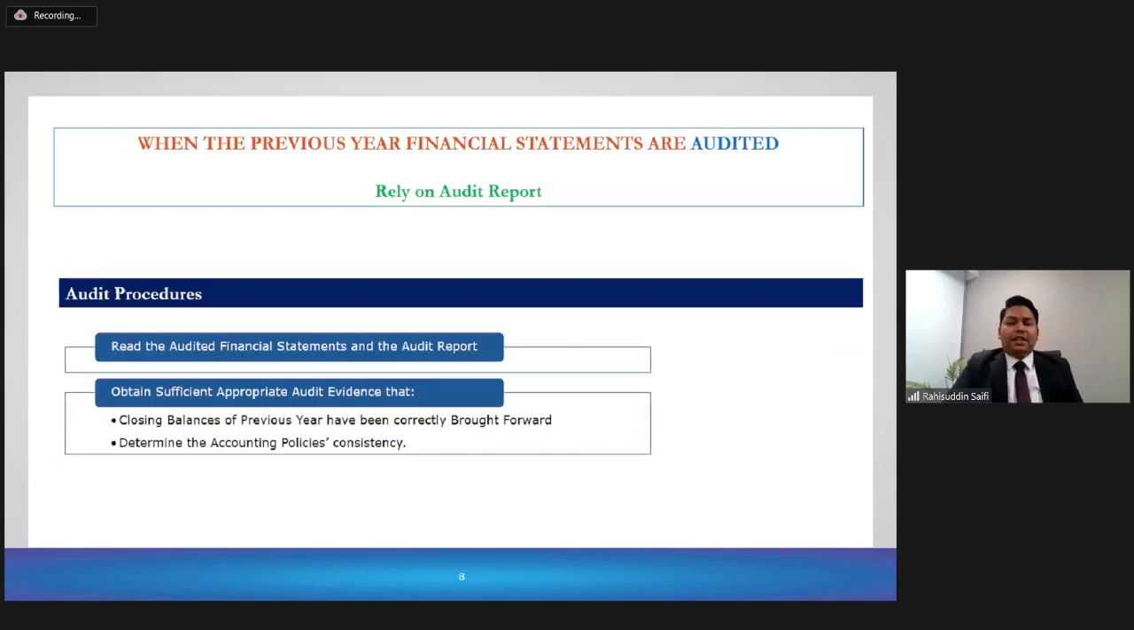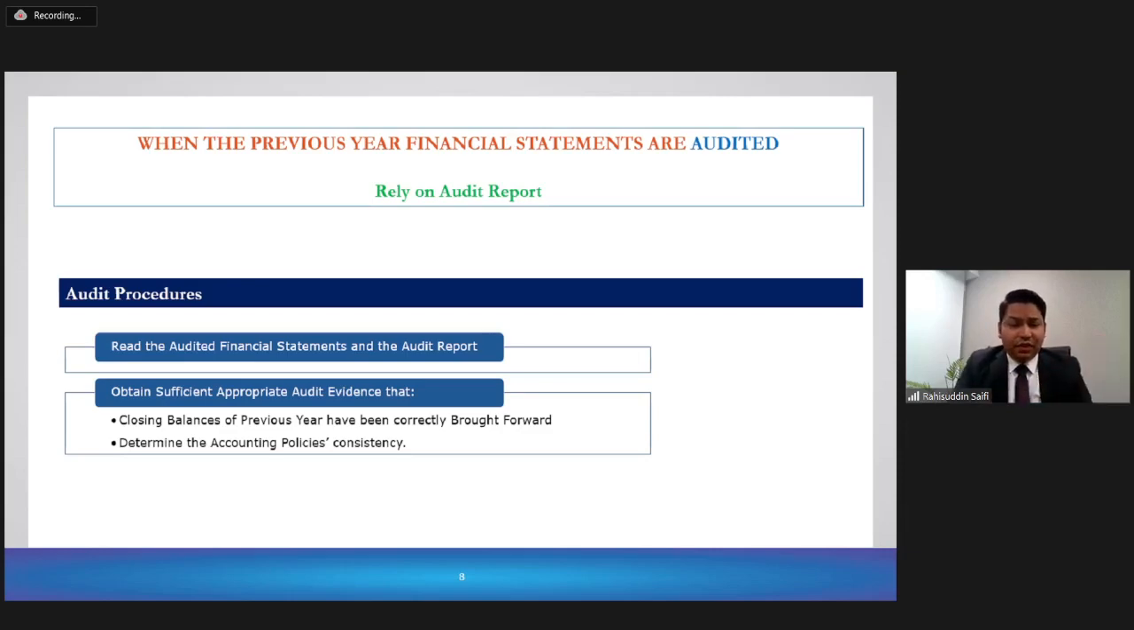Okay. As I initially discussed, this standard divides the audit procedure in terms of the audited financial statements provided to us by the management related to the previous year, and second, the unaudited. Now we'll discuss the audited part.